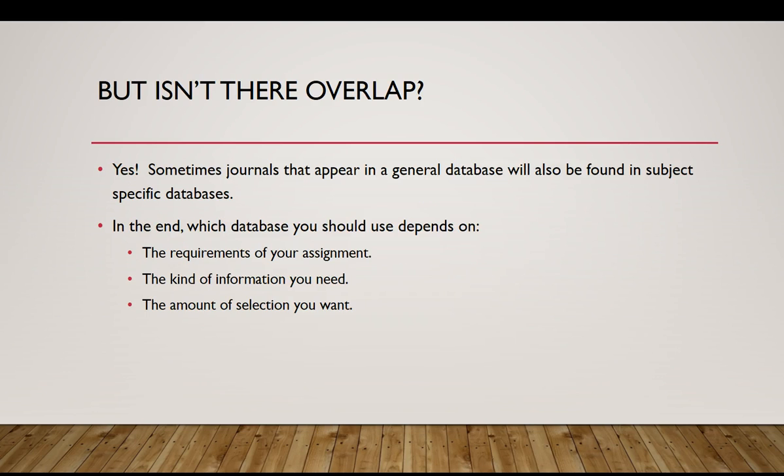And you might be asking yourself, well, isn't there going to be some overlap between a general database and a subject-specific one? And the answer is yes. In many cases, when you're doing a search in Academic Search Complete, you will see the same journal articles that appear in subject-specific databases. But one of the keys here is that if you need journal articles that really talk about a subject from a particular academic stance, that's really when those subject-specific databases are going to be the most useful to you. And also it's going to depend on the kind of assignment you have.